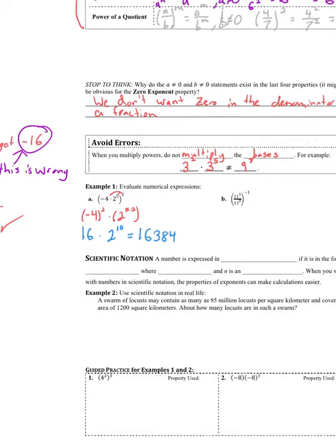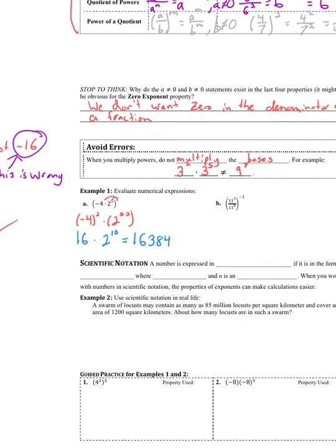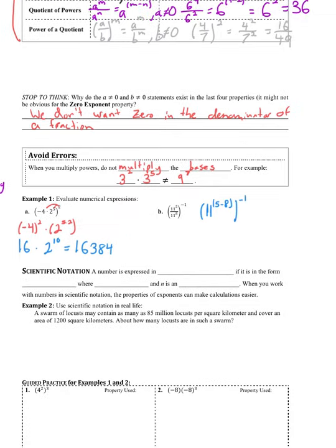And then the last one here, 11 to the 5th power over 11 to the 8th power. I could start by saying let's do 11 to the 5 minus 8 and then to the negative 1. And that would get me 11 to the negative 3 power to the negative 1st power.